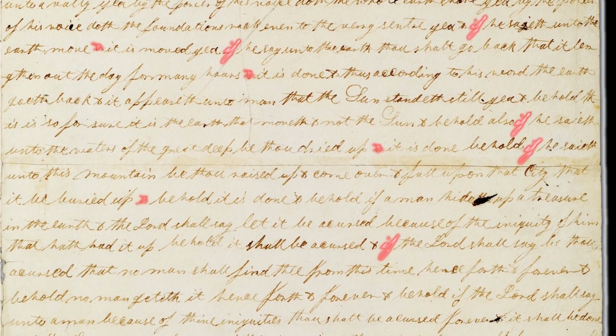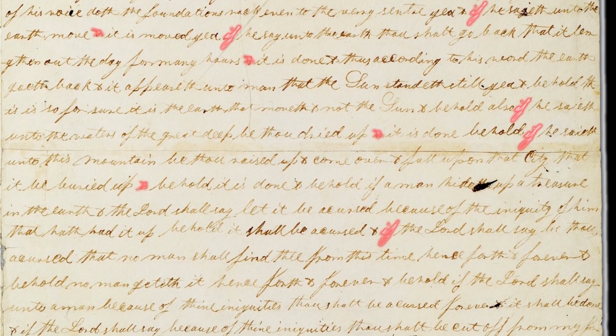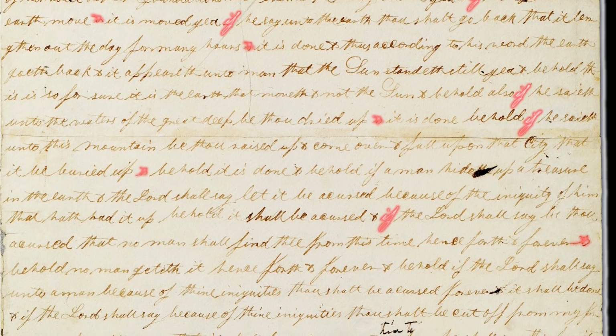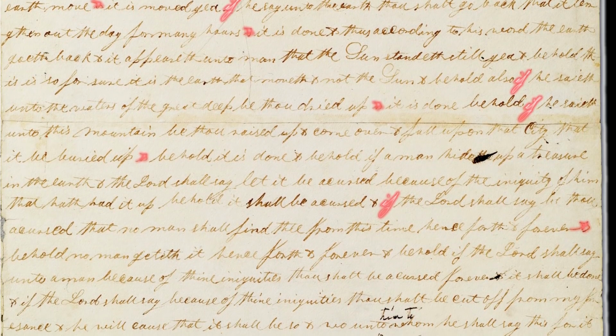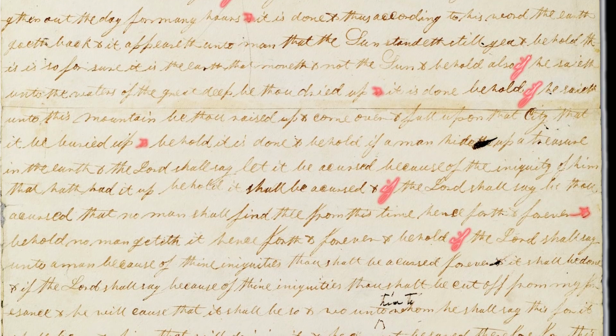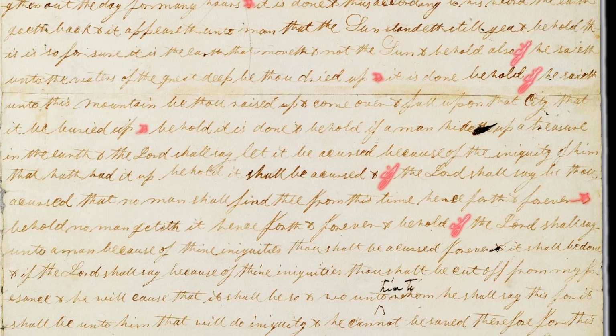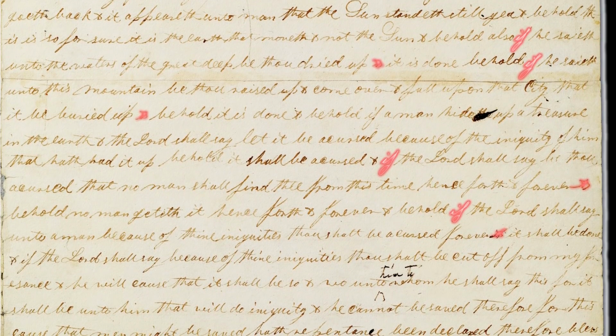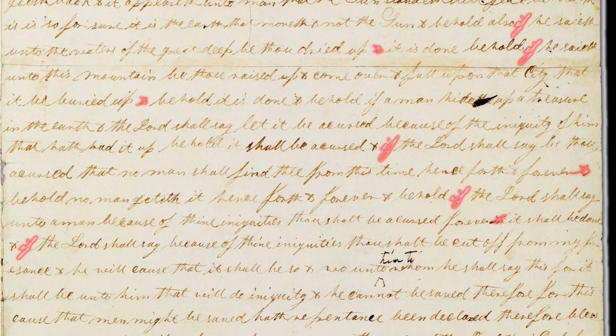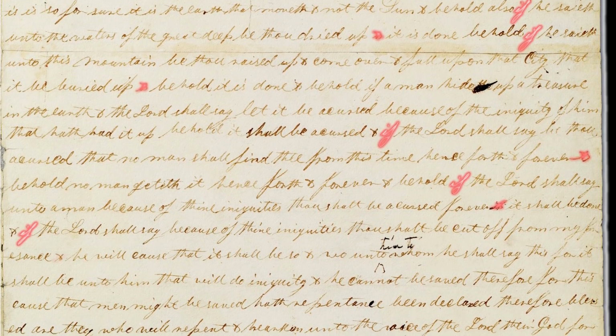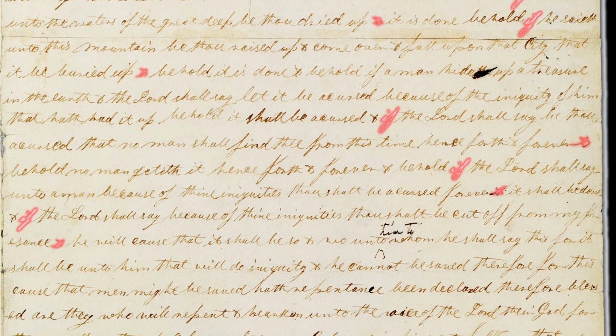And if the Lord shall say, be thou accursed, that no man shall find thee from this time henceforth and forever, and behold, no man getteth it henceforth and forever. And behold, if the Lord shall say unto a man, because of thine iniquities thou shalt be accursed forever, and it shall be done. And if the Lord shall say, because of thine iniquities thou shalt be cut off from my presence, and he will cause that it shall be so."